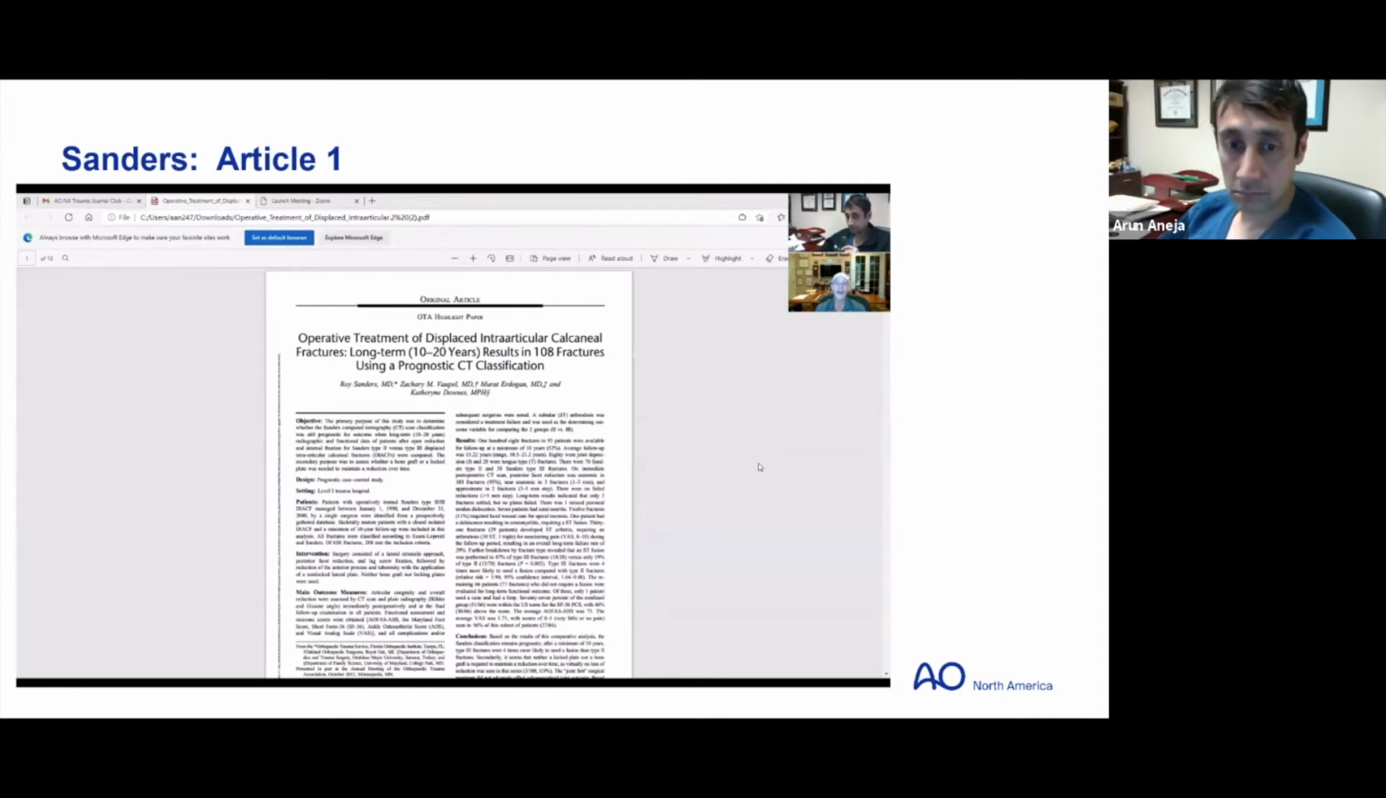I have to say, when we did the original classification, we were just trying to help each other figure out how to operate on these and what worked and what didn't. For me to be able to go back at 20 years and see the outcomes and see that this classification still has merit and still is prognostic was really a little mind-blowing for me. I was very humbled by that, because it's just pretty amazing that it works so well. It really does. It's quite amazing to me.